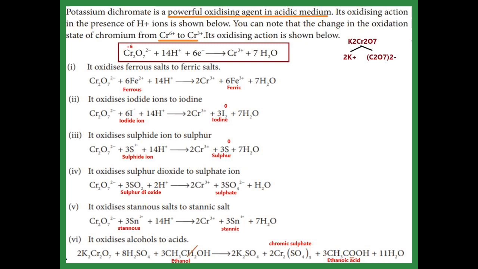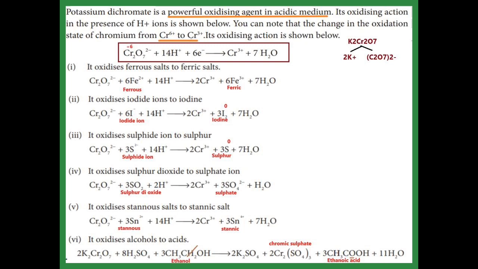Let's see the oxidizing action of potassium dichromate by some examples. The first one, the ferrous. Ferrous means Fe2+. The ferrous salt gets oxidized to ferric, Fe3+, and all the other remaining products, chromium 3+ and 7 moles of water, we are getting as common ones.